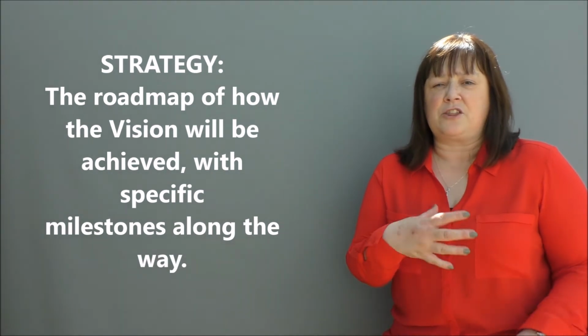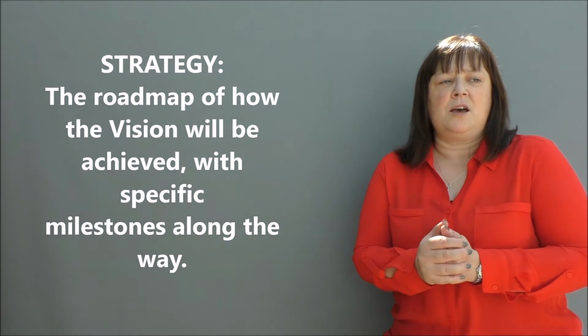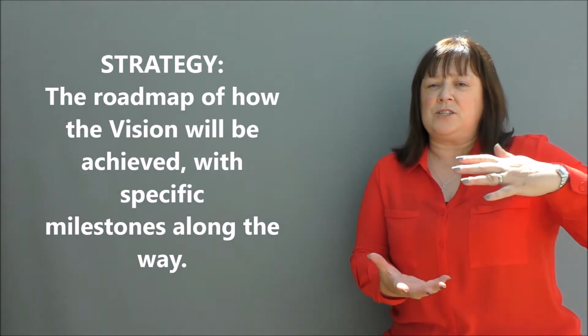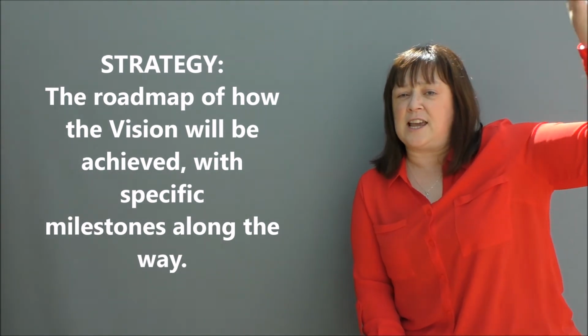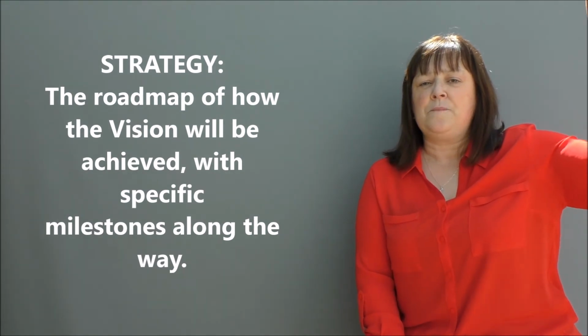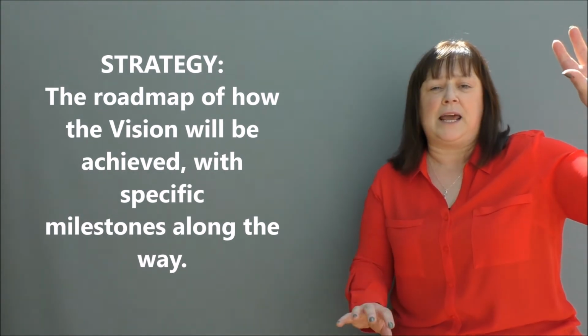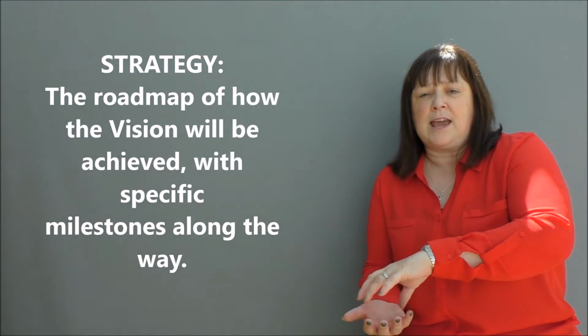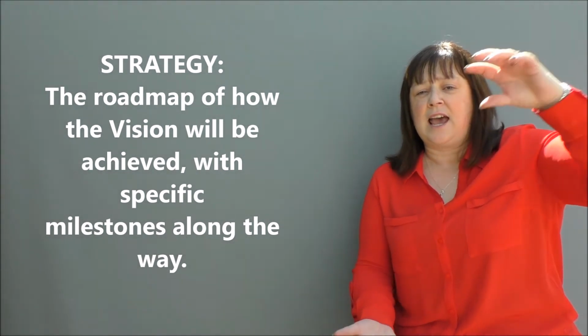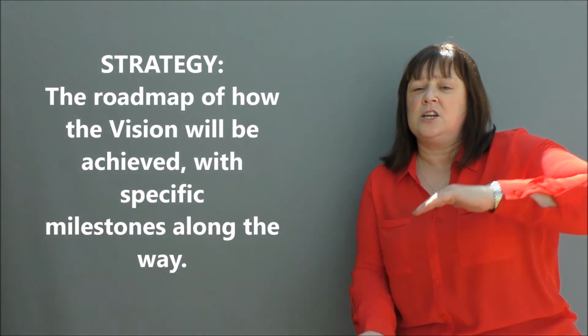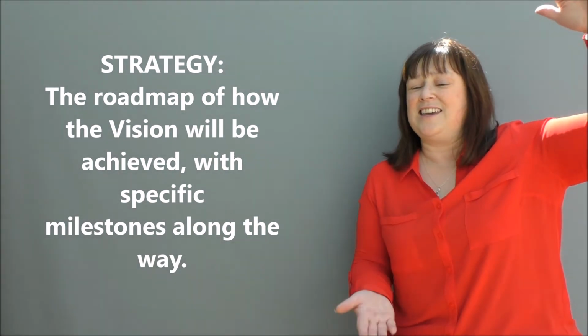Usually written over, say, a 3 to 5 year period, it looks at what the vision says, where the organisation wants to go, and then it looks at the current state of play, so where you are, and it will create the roadmap between the two things. How do we get from where we are currently to where we want to be in the vision? That, in essence, is the strategy.